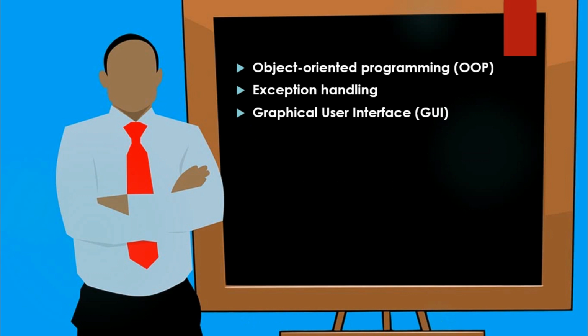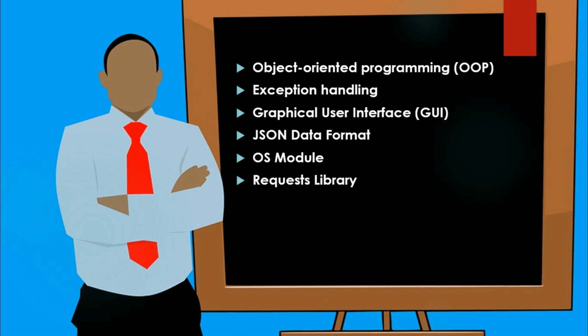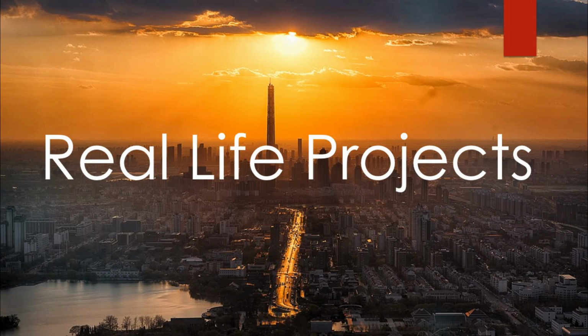Not only that, but I have also taught the JSON data format and how to exploit it in Python, and the operating system module, or the OS module, and how we can use it to control the operating system, and the requests library that can help us make different protocol requests, and Beautiful Soup that we can use for web scraping to get data from different web pages, and plenty of other useful advanced concepts that you can learn in this course.